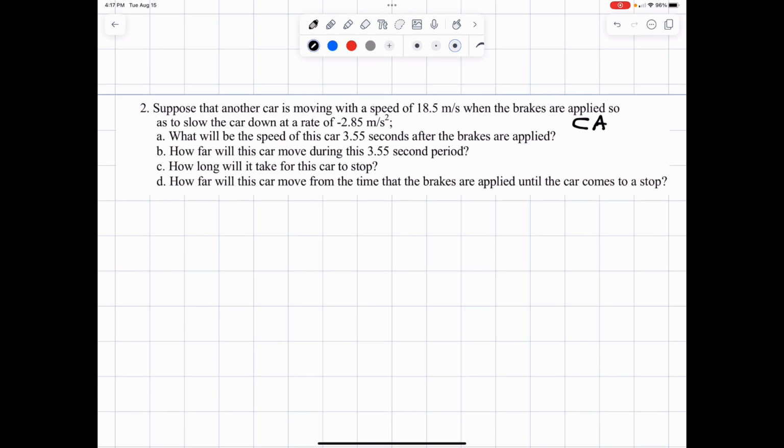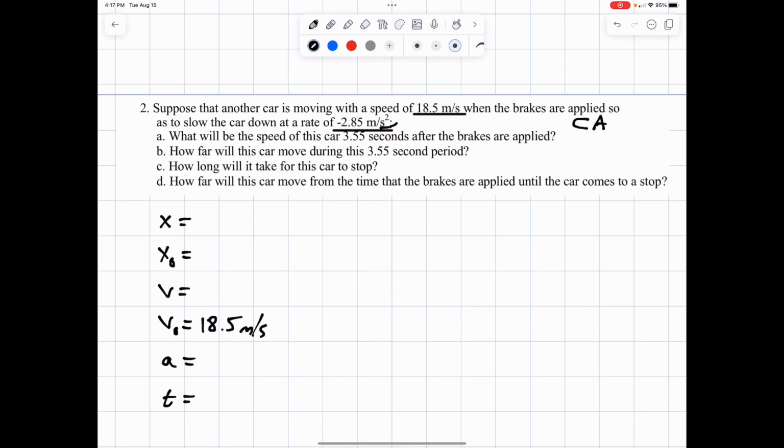What do we do? As soon as we identify a constant acceleration problem, you immediately list the same 6 variables. Let's do that. X, x naught, v, v naught, a, and t. Okay, now you read it one more time, but now you begin to annotate. So suppose that another car is moving with a speed of 18.5 meters per second. Well, that's the first speed listed in the problem, so that has to be v naught. So v naught is 18.5 meters per second. When the brakes are applied so as to slow the car down at a rate of negative 2.85 meters per second squared.